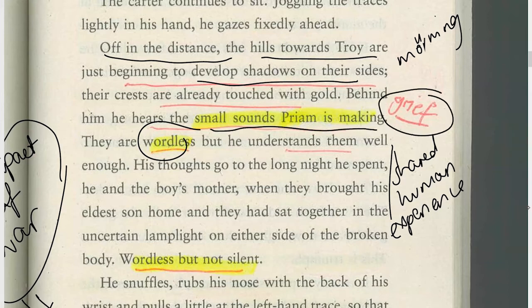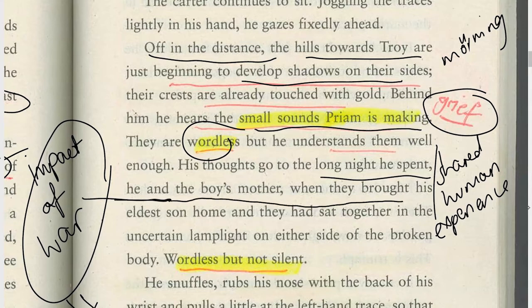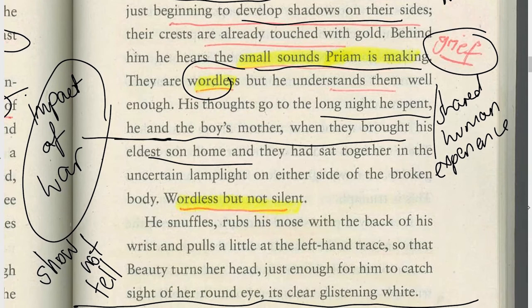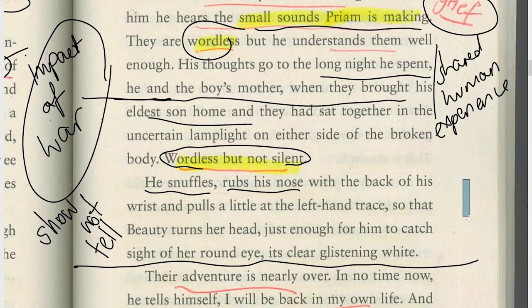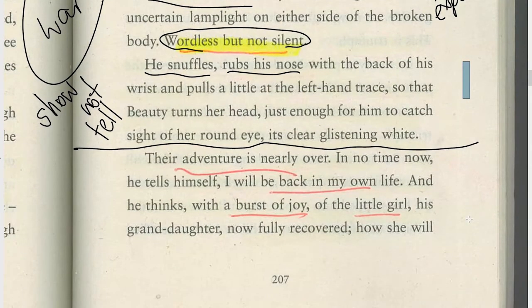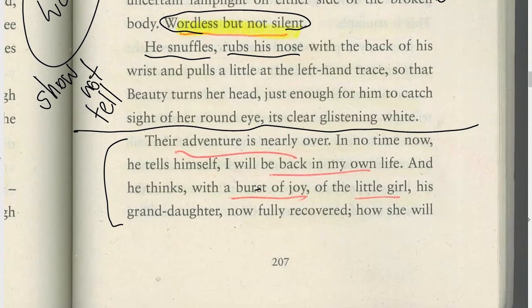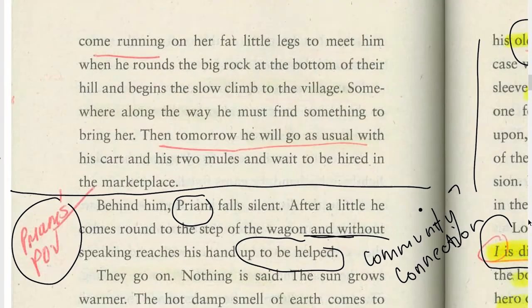He's grieving, he's mourning. They're wordless sounds, but he understands them well enough, and he remembers the long night he spent with the boy's mother when they brought his eldest son home. Wordless but not silent. So there's this incredible grief and the shared human experience here. And he snuffles, rubs his nose, and also remembers his own grief, perhaps, as he listens to Priam grieving. And he remarks that the adventure's nearly over, and he says to himself, I'll be back in my own life, and he feels joy at knowing that he'll see his granddaughter, the little girl, who's fully recovered, and he imagines seeing her.